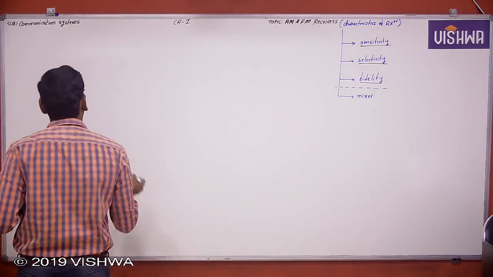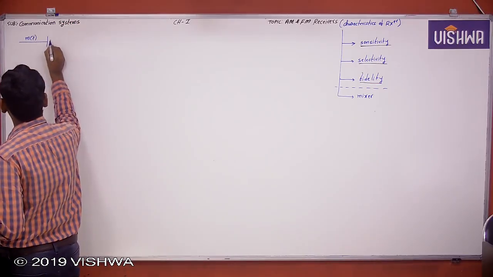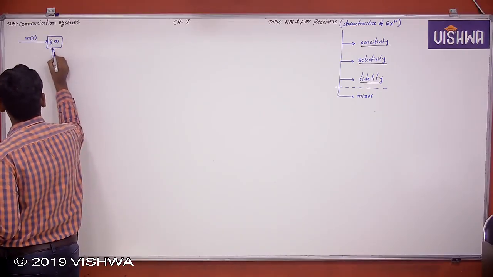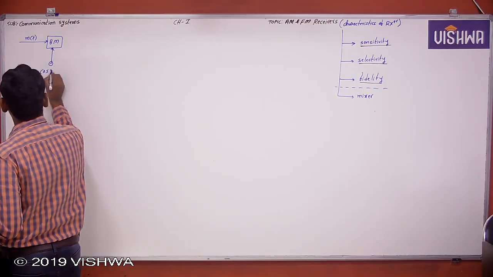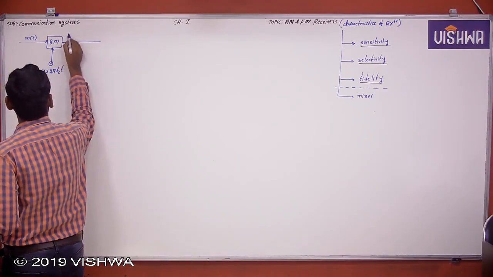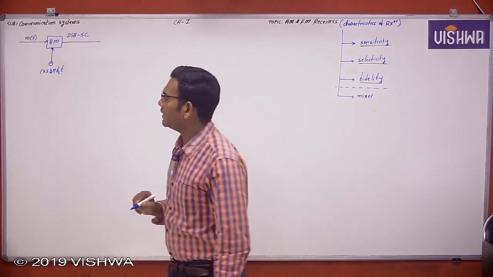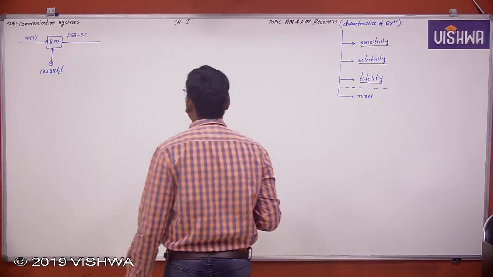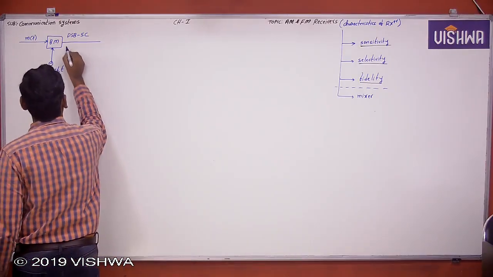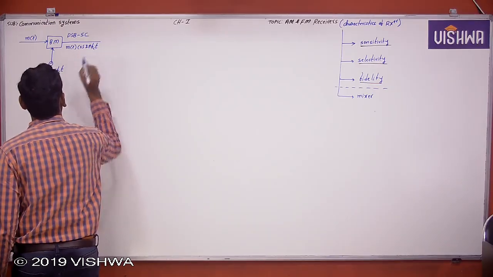Now see here. This is the message signal and this is the balanced modulator, which is nothing but a product modulator, and this is the carrier signal cos 2 pi fct. The message signal is multiplied with the carrier signal. This is nothing but the DSB-SC, double sideband suppressed carrier modulated signal, m of t into cos 2 pi fct.